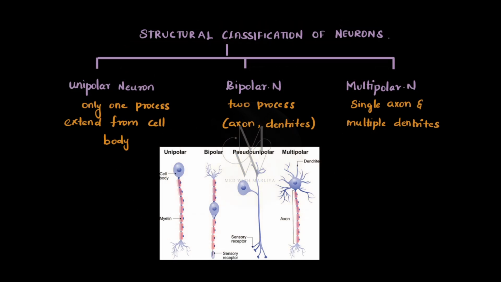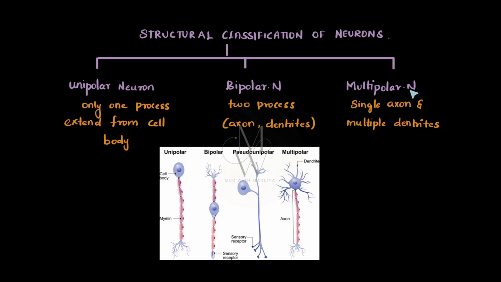And we also classify neurons based on their structure. They are called unipolar neurons, bipolar neurons and multipolar neurons. Unipolar neurons have only one process that extends from the cell body. This is the cell body and it has only one process which extends from it. So this is called a unipolar neuron. Bipolar neuron means it has two processes. It may be axon and dendrites. This is the cell body, and we have two processes which extend from the cell body. So it is called a bipolar neuron.